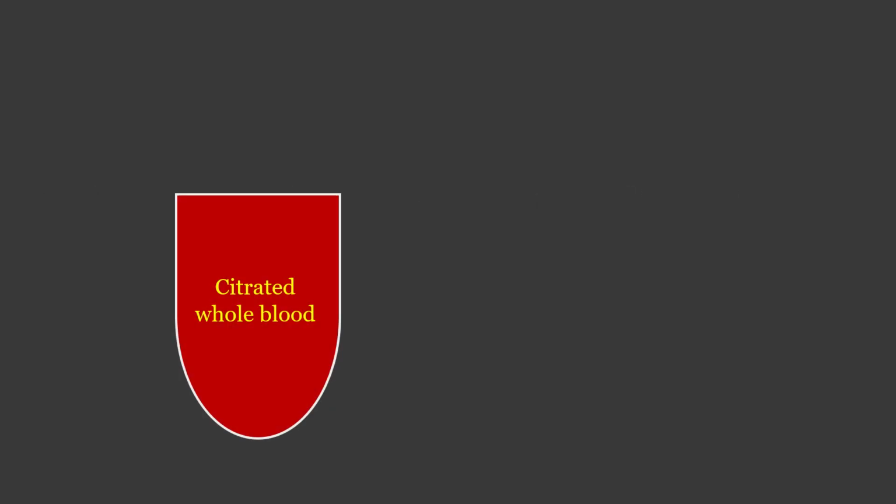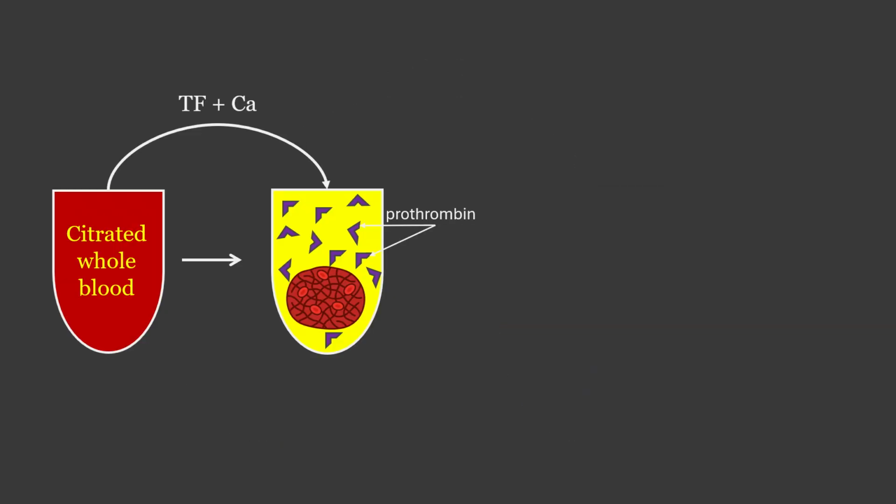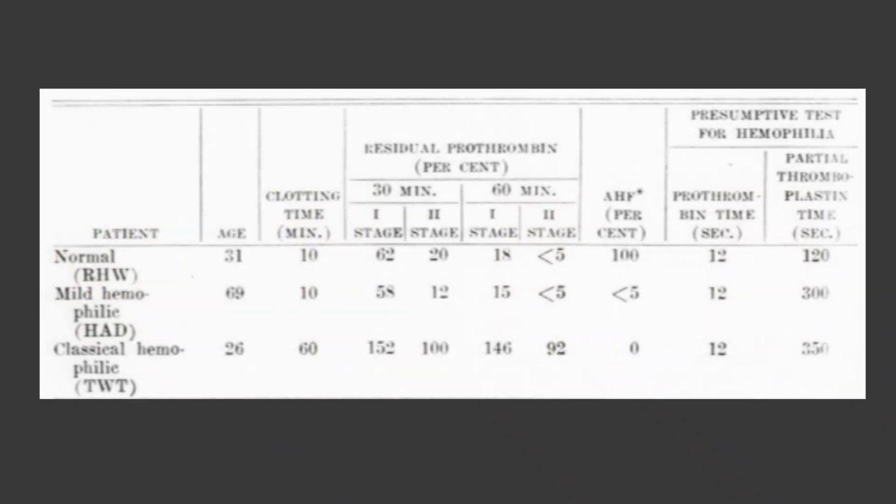The first stage of this test was a prothrombin time. This produced the serum that would be tested in the second stage. In the second stage, they ran a series of prothrombin times with the addition of fibrinogen on the recovered serum, and what they found was that hemophiliacs clotted much more quickly in the second stage than the normal patient.